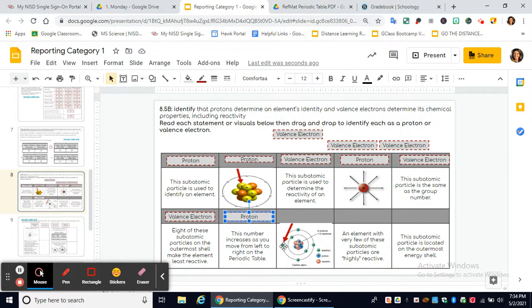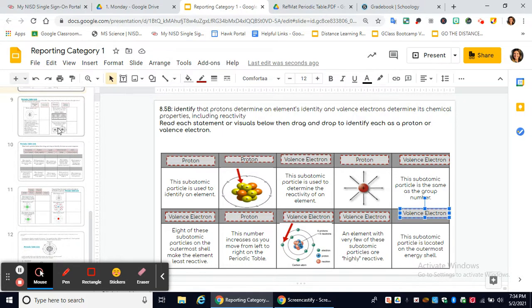And this arrow is pointing to the valence electrons, the electrons in that outermost shell. An element with very few of these subatomic particles is highly reactive. That's going to be your valence electrons. Remember, they want to have 8, so they're going to be reactive until they get 8. So valence electrons, this subatomic particle is located on the outermost energy shell.